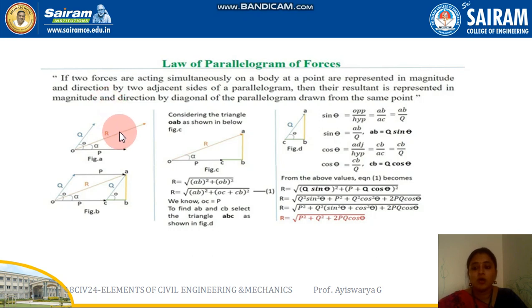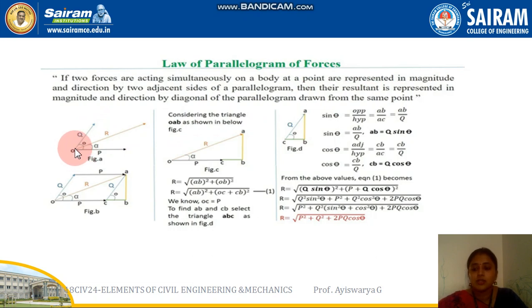Okay, so first I will explain the statement of the theorem. This is the statement. If two forces are acting simultaneously on a body at a point, and are represented in magnitude and direction by two adjacent sides of a parallelogram, then the resultant is represented in magnitude and direction by the diagonal of the parallelogram drawn from the same point. So here I have a figure for that.